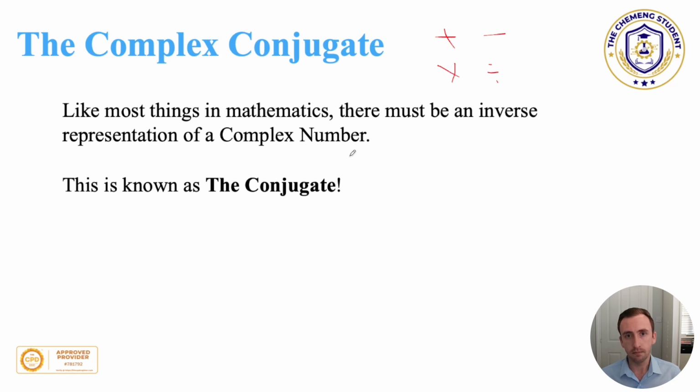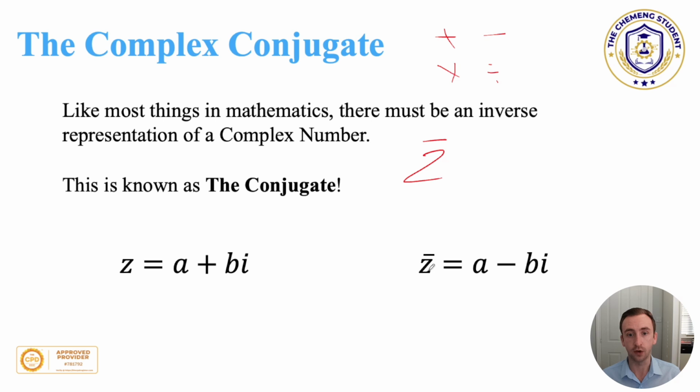Because in complex numbers, the opposite is known as the conjugate. Now the conjugate is often denoted by z bar, and it has a little line on the top. So if this is our complex number, z is equal to a plus bi, then its corresponding conjugate would be z bar, so that's how we know this is the conjugate, is equal to a minus bi.